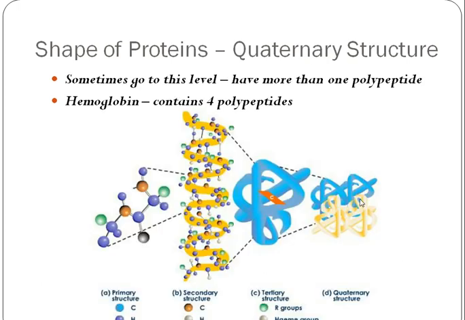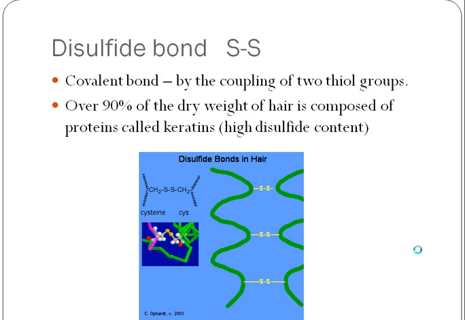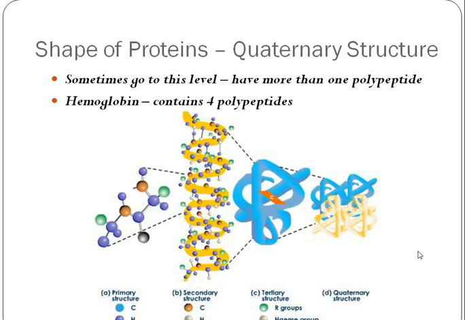So sometimes it goes to quaternary, the 4th level. Only very few do, but that means there's more than one polypeptide chain hooked together. Hemoglobin, that carries the oxygen in your blood, has 4 polypeptide chains hooked together and structured. So then you get to that level. Oops, sorry, I went too fast there. So you get to that 4 hooked together like that.